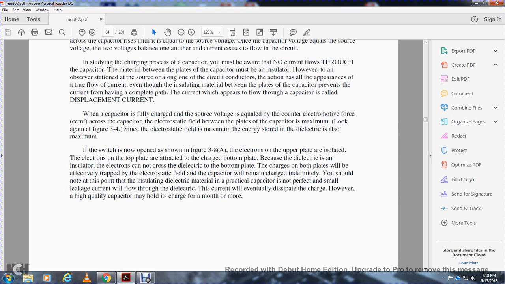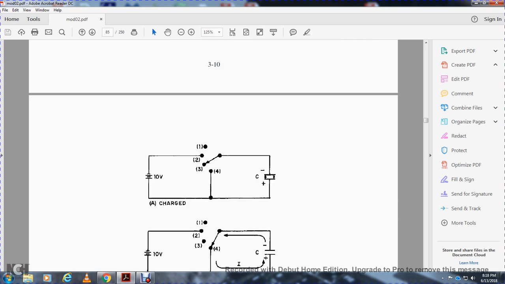The charge of the bottom plate, with the effective trap of the electrostatic field of the capacitor, will remain charged indefinitely. You should note that the insulating dielectric material of a practical capacitor is not perfect, and a small leakage current will flow through the dielectric. The current will eventually dissipate the charge. However, a high quality capacitor may hold the charge for a month or more.